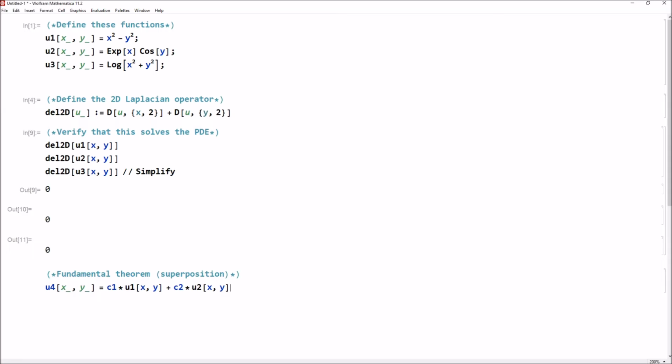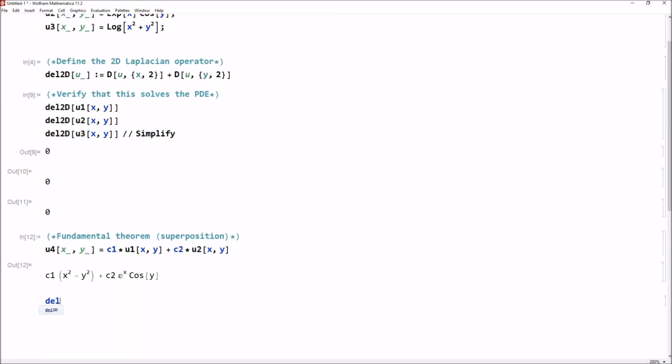So let's define this as my fourth solution, and let's run it through this operator again. So del 2D, which is our 2D Laplacian of U4 of x and y. I'll pass this in, and look at that. It's still 0. So it sure looks like superposition works.